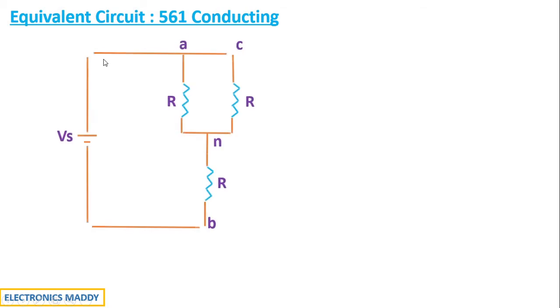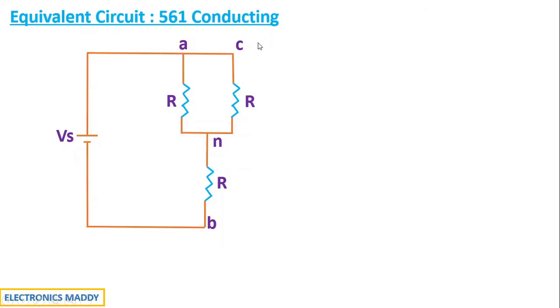So what is the equivalent circuit for 561 conduction? A was connected to the positive terminal of the battery, C was connected to the positive terminal of the battery, and B was connected to the negative terminal of the battery, isn't it? So I'm rearranging the circuit because all the other switches over there were either open circuit or short circuit. The open circuits we have totally ignored, only the short circuited thyristors we have considered, and we are able to draw the circuit. I hope this concept is clear up to this point.